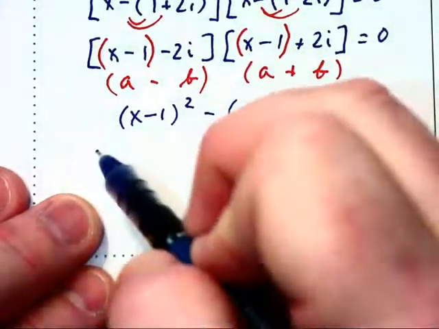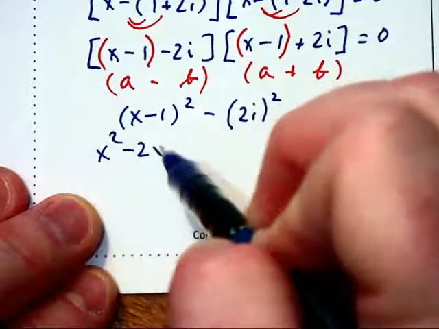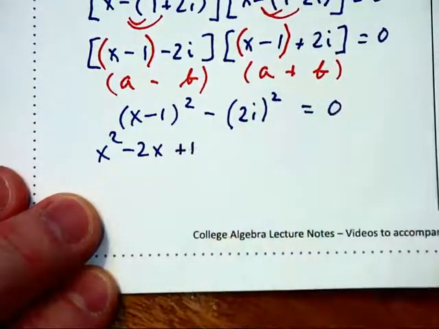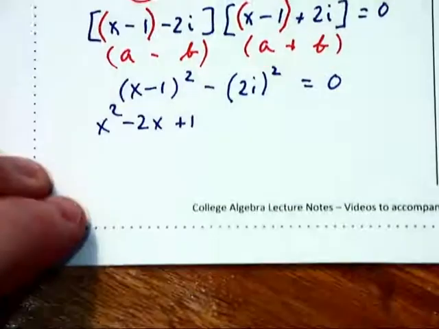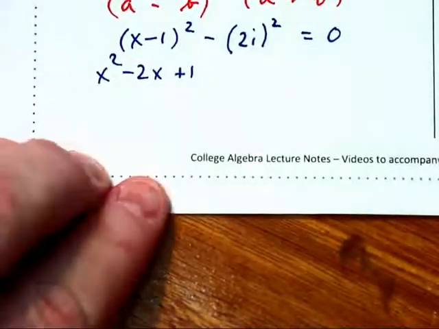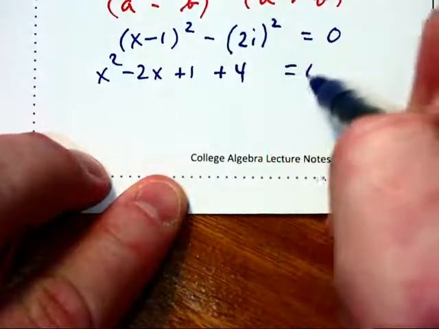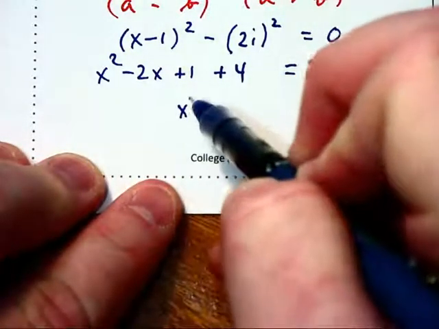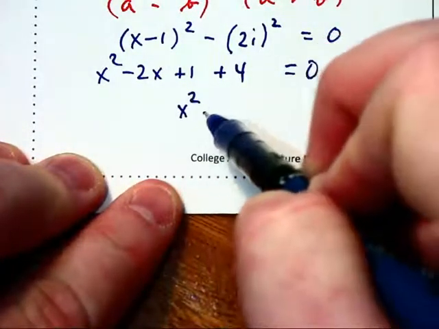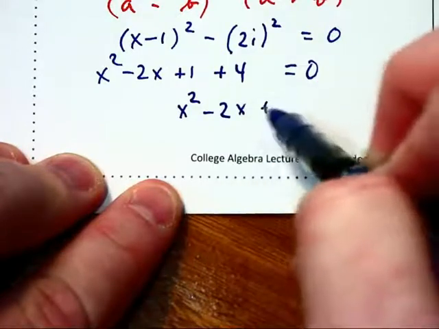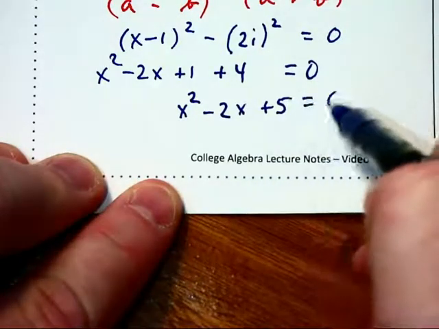And we will have x squared minus 2x plus 1 minus 4i squared. Well, minus 4i squared is going to become plus 4 equals 0, and the equation we're looking for is x squared minus 2x plus 5 is equal to 0.